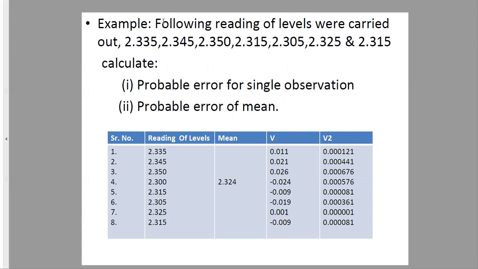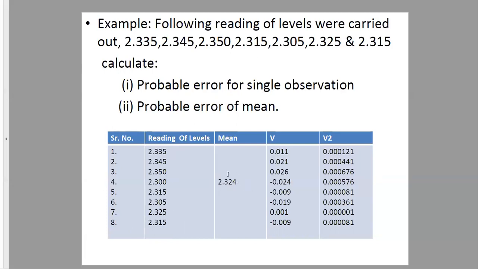Again, we have 2.315, 2.305, 2.325, and 2.315. So what we have to find out is the probable error for single observation. And we know the formula for probable error of single observation, that is ES, and that will be plus minus 0.6745 multiplied with under root V square divided by n minus 1. So first of all, these are the readings, 8 readings. So we'll calculate the mean of them. We'll add all of them and divide with 8.